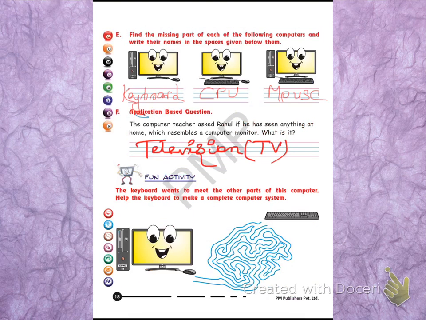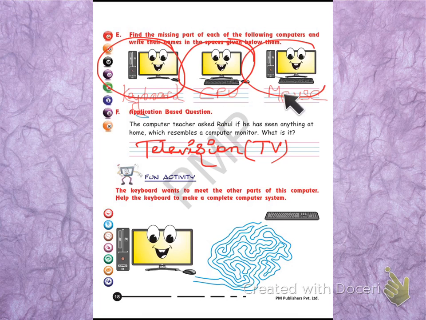Now see, find the names of the parts of each of the following computers. Here, children, you can see some parts are missing. So we have to identify which are the ones that are missing. Now, if you see here, what is missing, children? Here, keyboard is missing. Like here, what do you see? CPU is missing. So you have to write here CPU.